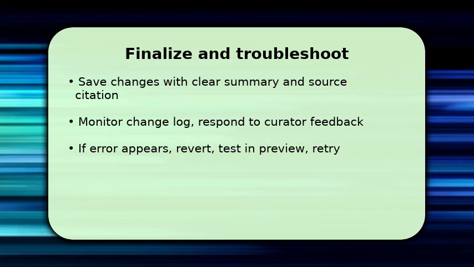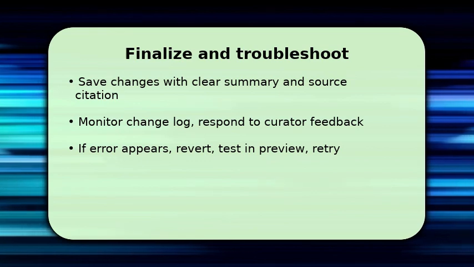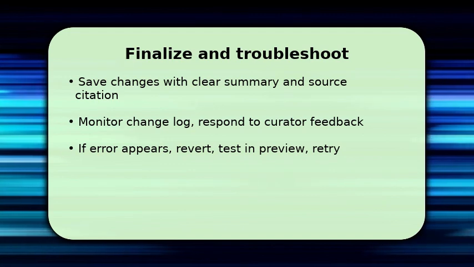If something goes wrong, like a routing regression or geometry conflict, revert the offending edit, test the corrected version in preview, and resubmit with a better comment. This troubleshooting loop keeps the map accurate and your edits accepted.